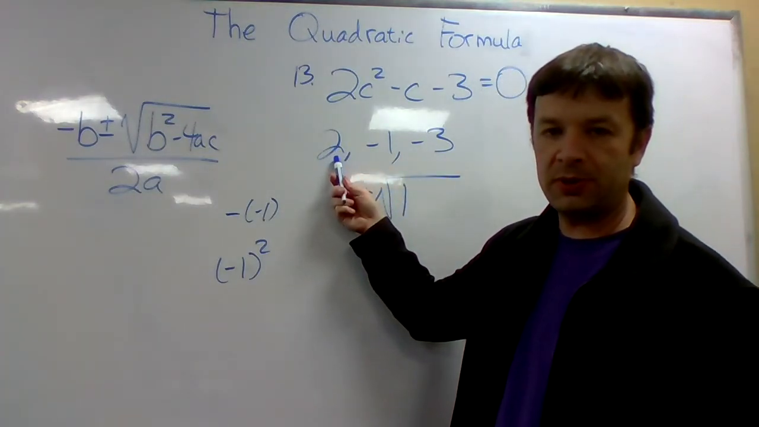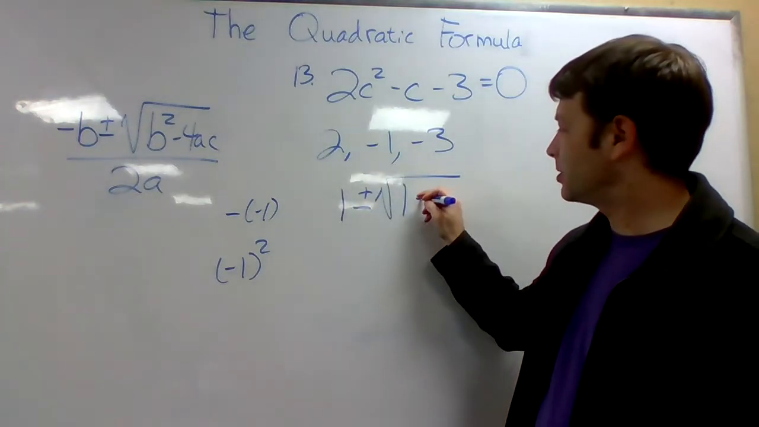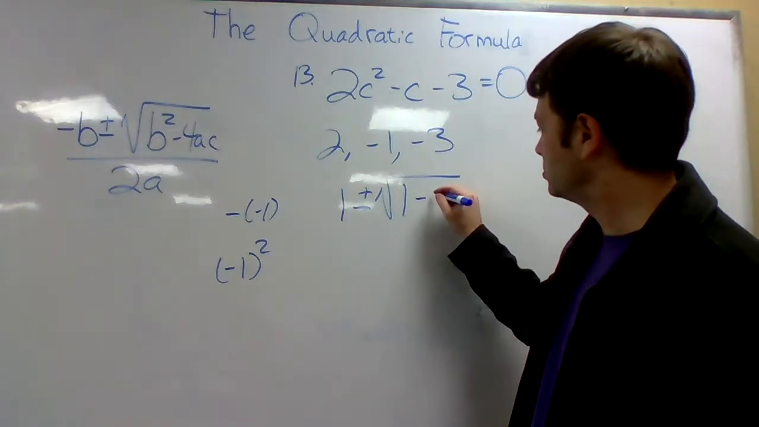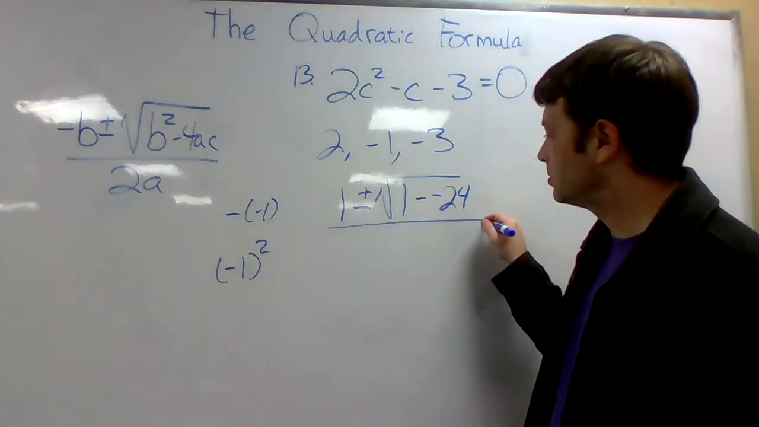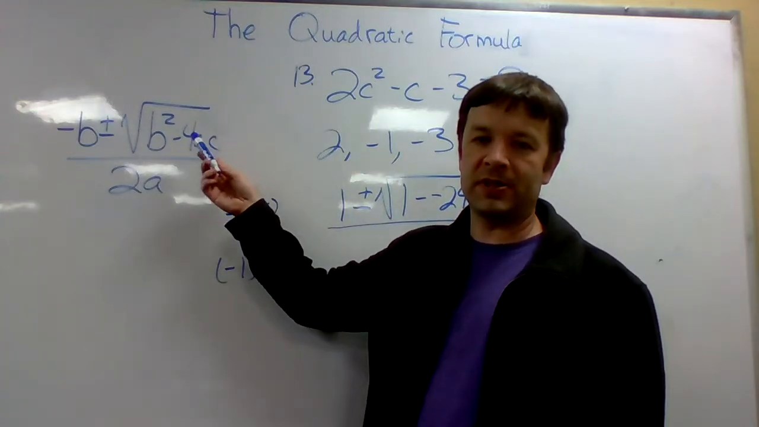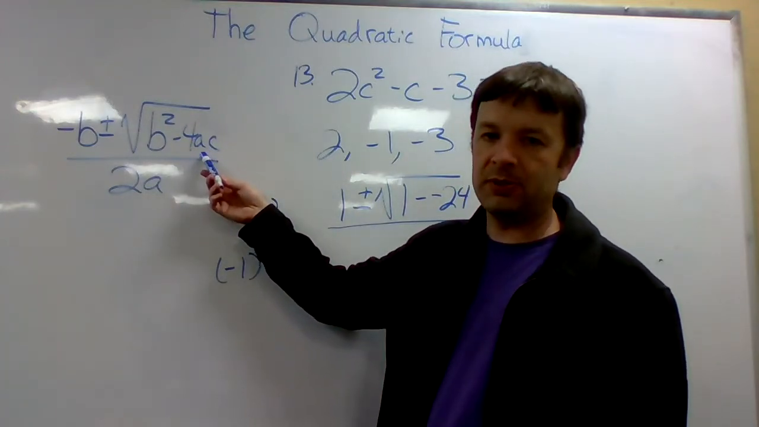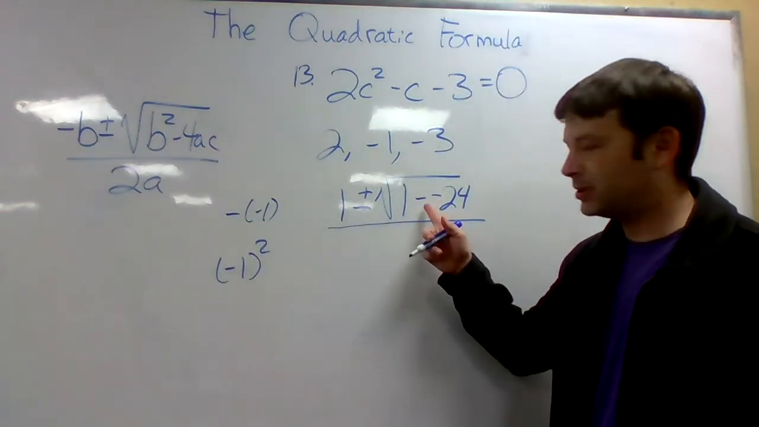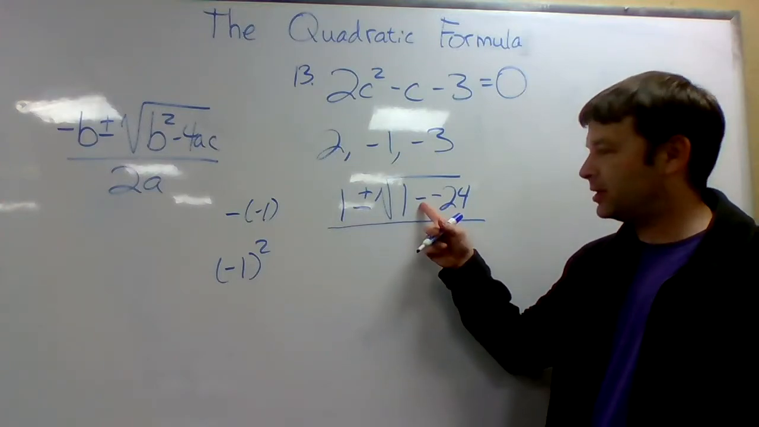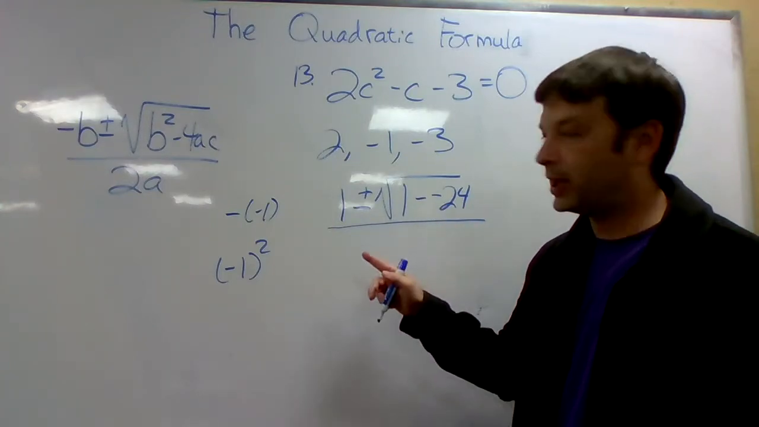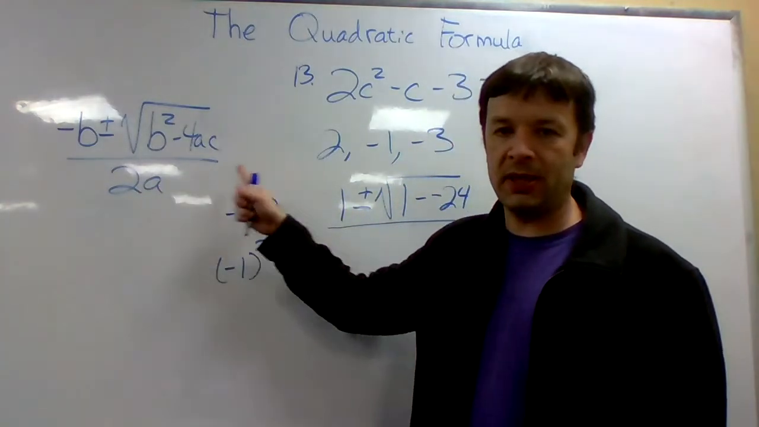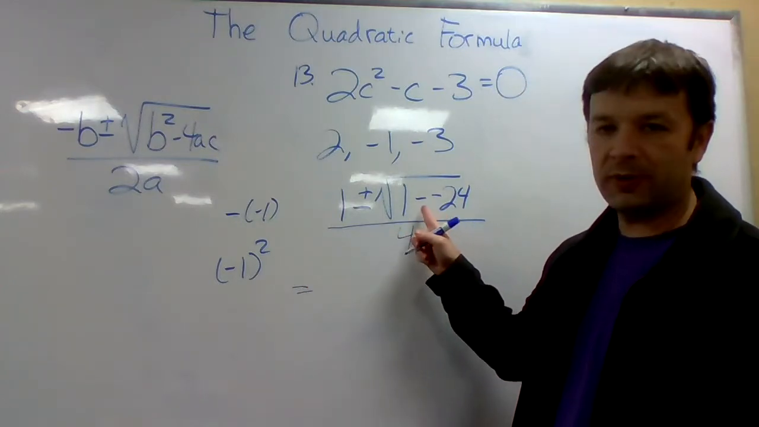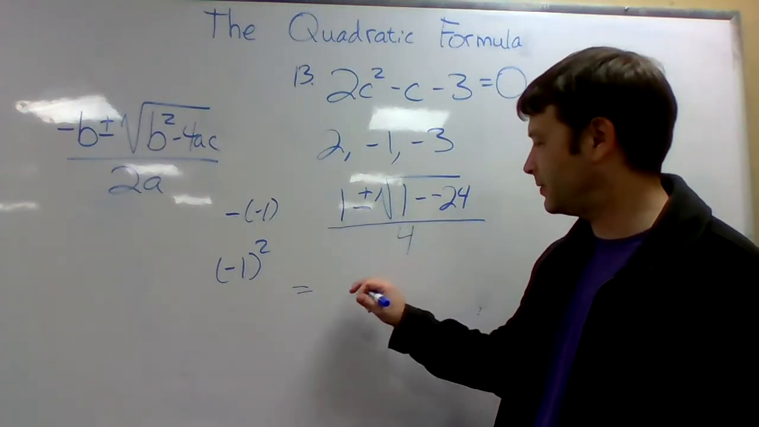4 times 2 is 8. We've got to put the minus. 8 times -3 is -24. Another way you could do this is think of this as a -4 times 2 times -3, and that would make a positive 24. So you could just put plus 24 right there. Either way, we're going to get plus 24. Okay, over 2 times a, 2 times 2 is 4. Inside the square root, 1 plus 24 is 25.